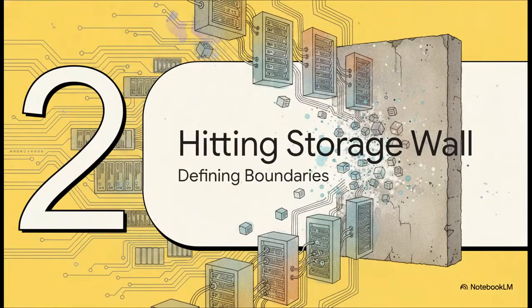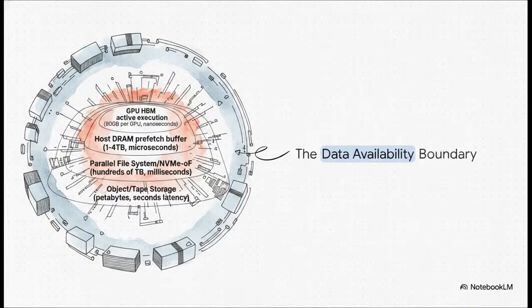Moving on to Section 2, hitting the storage wall and defining those physical boundaries. Picture your data going on a journey, okay? This is the data availability boundary. Your data starts way out on the outer edge in this slow, massive, petabyte-scale object storage.